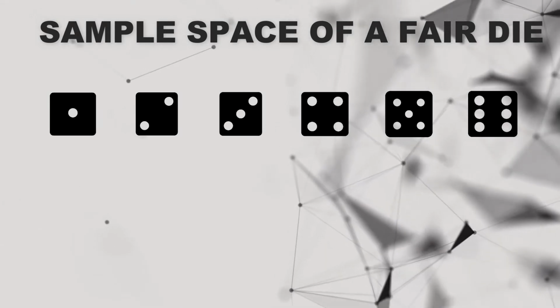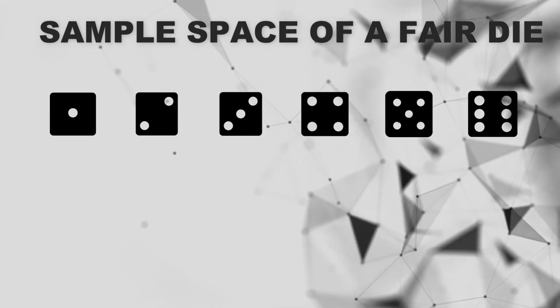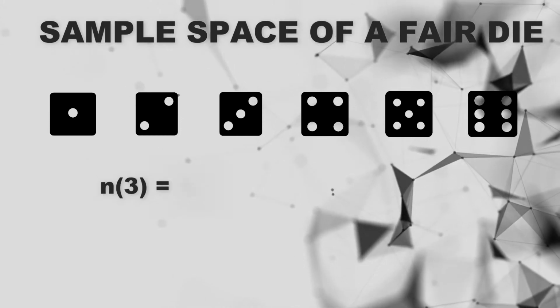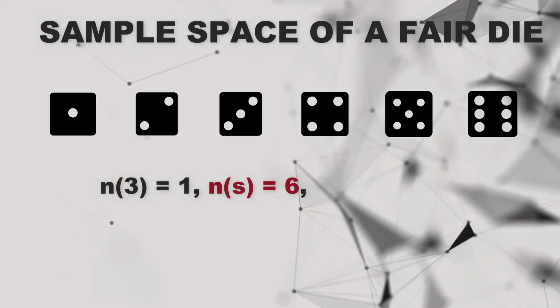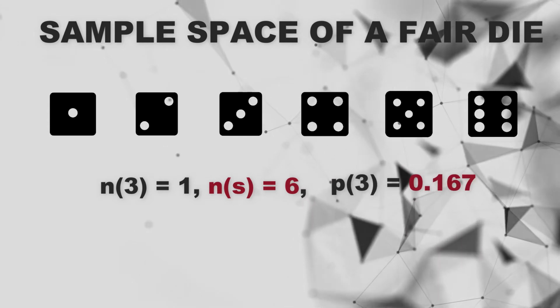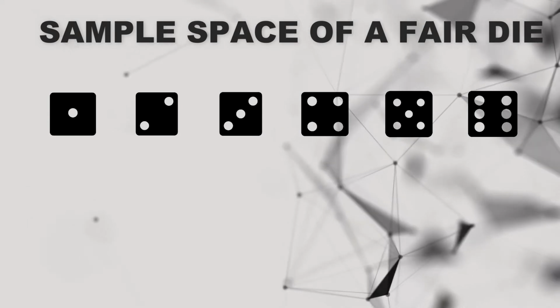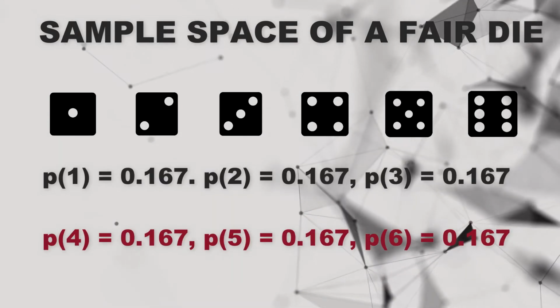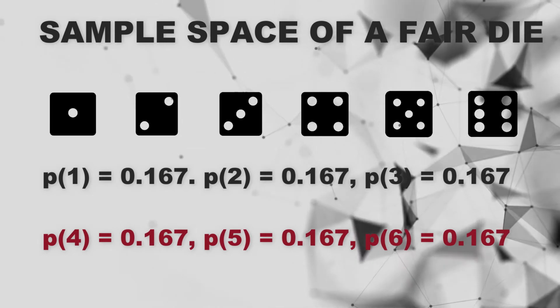Let's try another number. What is the probability that a 3 is going to show up? The probability that a 3 is going to show up is equal to the number of 3s we have in the experiment, which is 1, divided by the total number of possible outcomes, which is 6. And we also have our answer to be 0.167. In fact, when you roll a die just once, all of the events in the sample space have an equal chance of showing up.